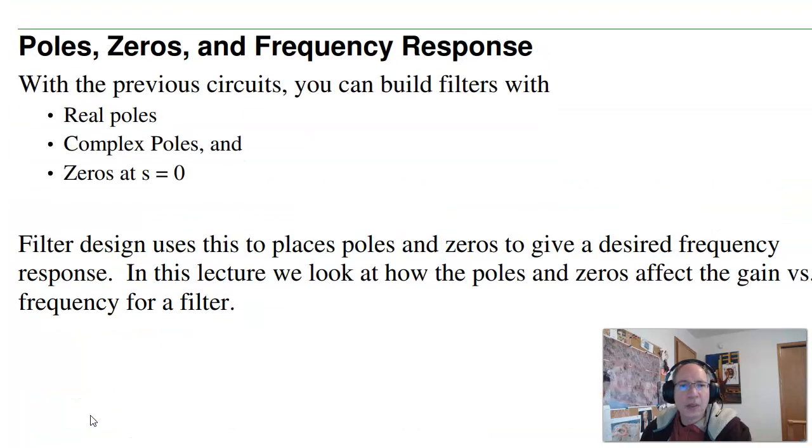Now, a little background. From the previous circuits, you can build filters that have real poles, complex poles, and zeros at s equals 0. And you could do other options too with other circuits, but those are the circuits that we looked at last time. Filter design uses this to place poles and zeros to give a desired frequency response. In this lecture, we're looking at how the poles and zeros affect the gain versus frequency. Basically, how do you design a filter?